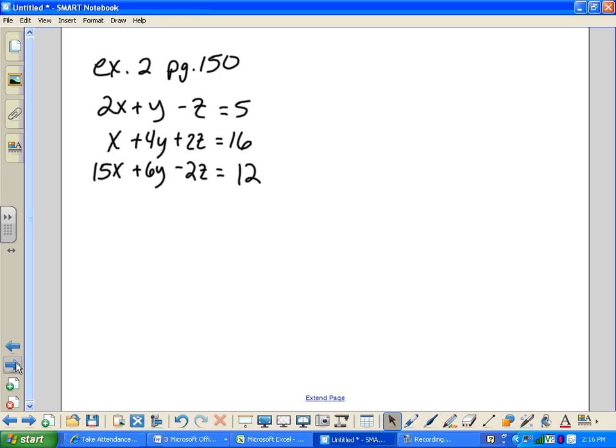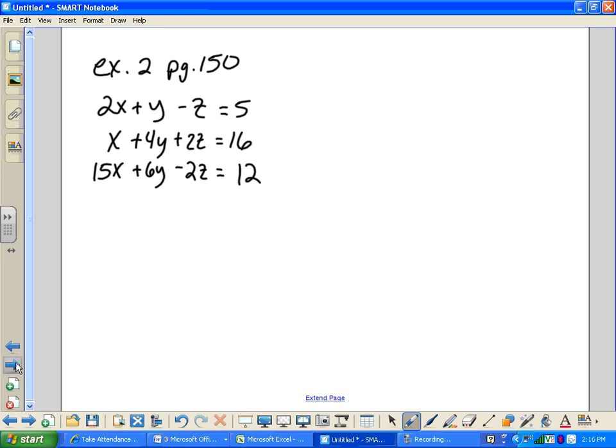Okay, so what I'm going to do is pick two of those equations and eliminate a variable, and then pick two different equations and eliminate that same variable. So when I examine this, it looks easier to see here that the z's are probably going to be easier to eliminate than the other two variables x or y. So I'm going to eliminate the z's here.